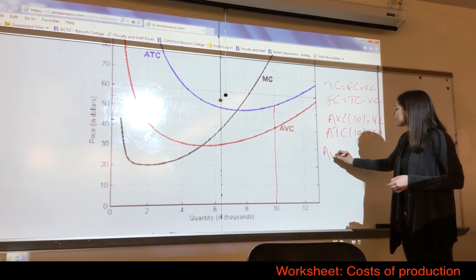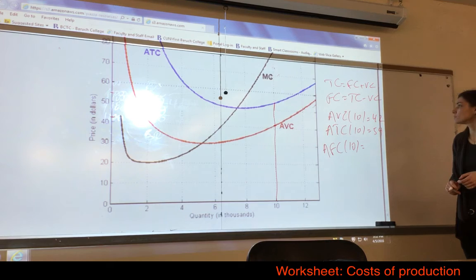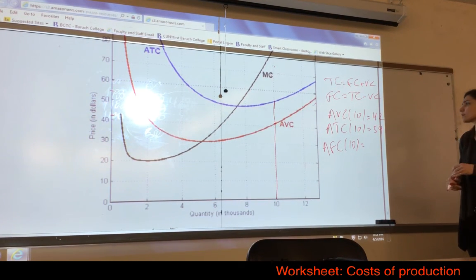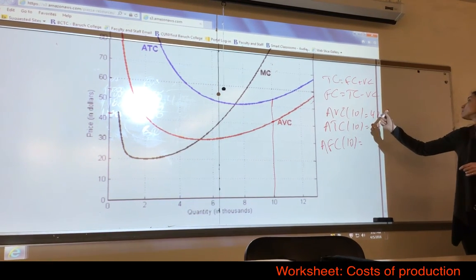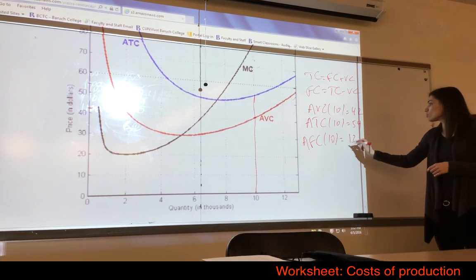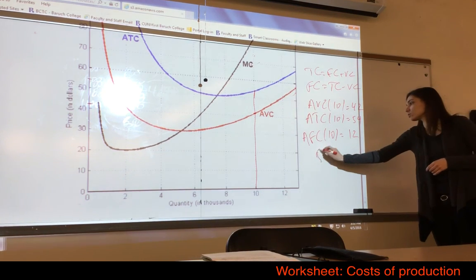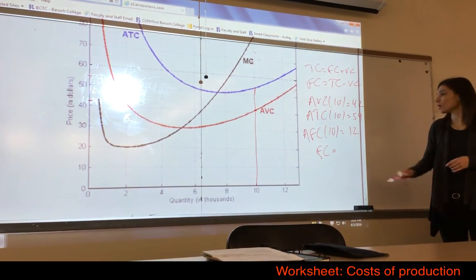So what is average fixed cost at 10? I know the total is 54 and the variable is 42. So average fixed is 12. So the average fixed cost at the quantity of 10 is 12. So what is fixed cost? 120.